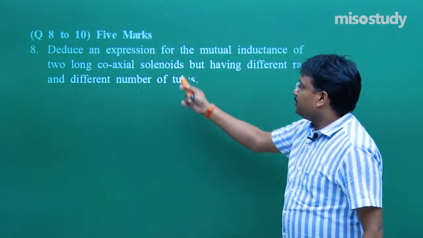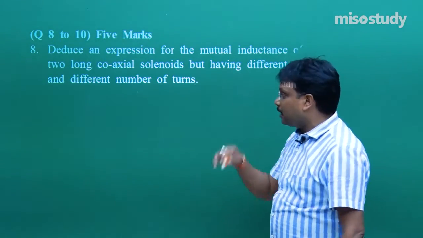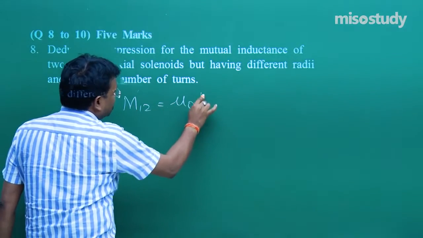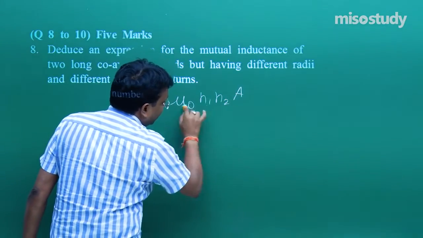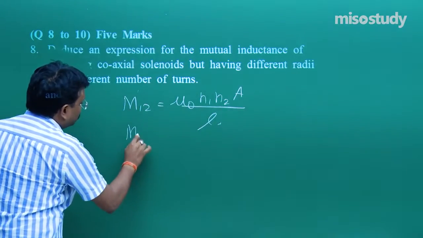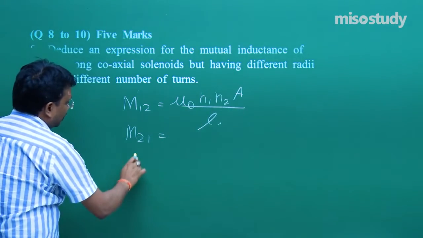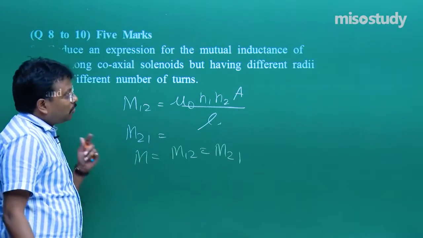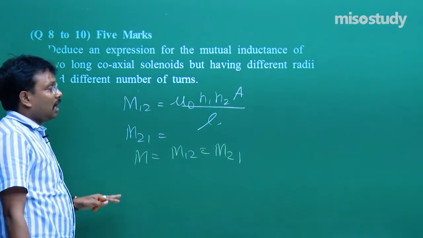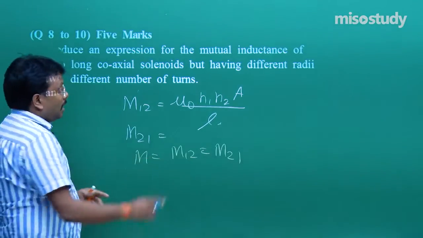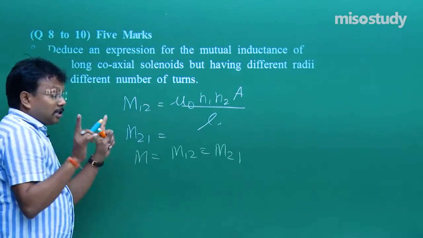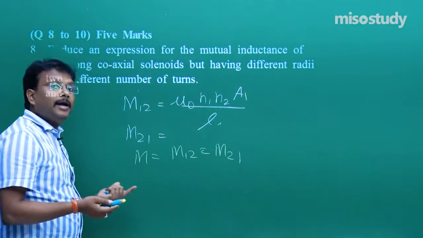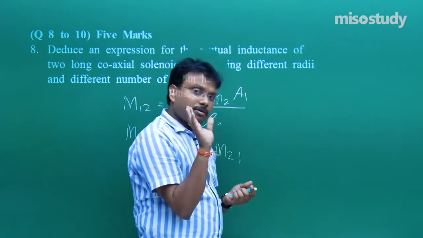Fine. So, in this I specifically mentioned with the help of a diagram this type of relation. M12 is equal to mu naught N1 N2 A by L, then M21 is equal to the same relation, then M is equal to M12 is equal to M21. All those students who are regularly watching our videos will say, oh, it's so simple. Here the only change is because I assumed both radii the same. Here it is changed, so it is A1 and A2. This is the only difference, a slight change, nothing else. Fine.